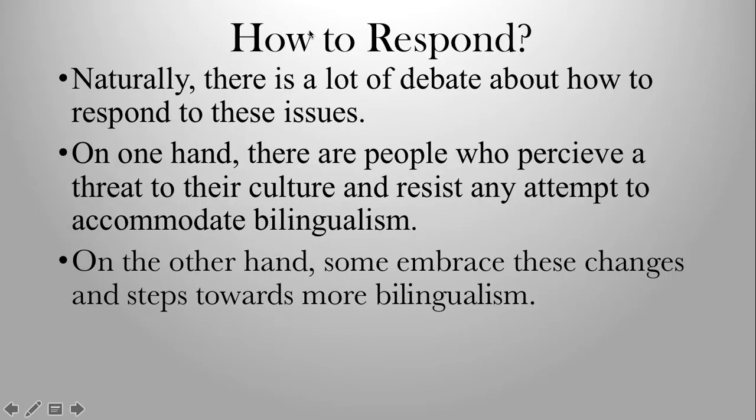Now, how to respond. Naturally, this change causes a lot of debate about how to respond to such a reality. On one hand, there are people who perceive a threat to their culture and will thereby resist any attempt to accommodate bilingualism or the Spanish language. And on the other hand, some will embrace these changes and advocate steps towards more bilingualism.